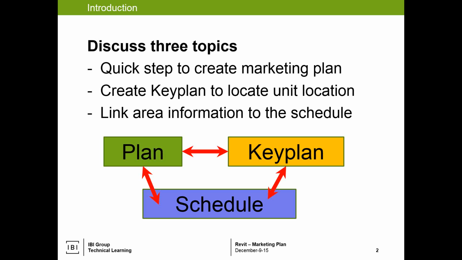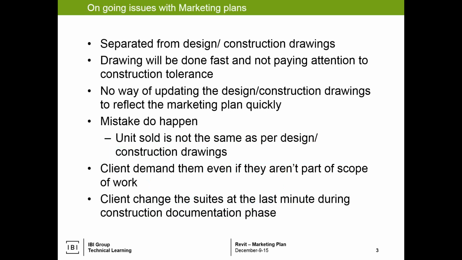Basically, what we're going to do is a quick step to create a marketing plan. After that, we want to create a live key plan to locate, let's say, your unit area. And finally, we want to link area information to a schedule. So in this kind of BIM environment, you want the plan to correspond to the key plan, to correspond to the schedule, so they talk to each other. If you update one, they update the other.